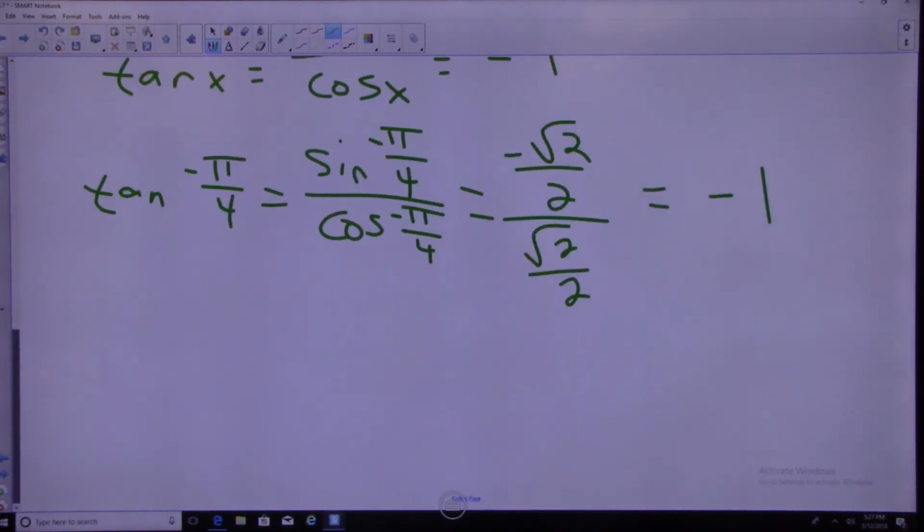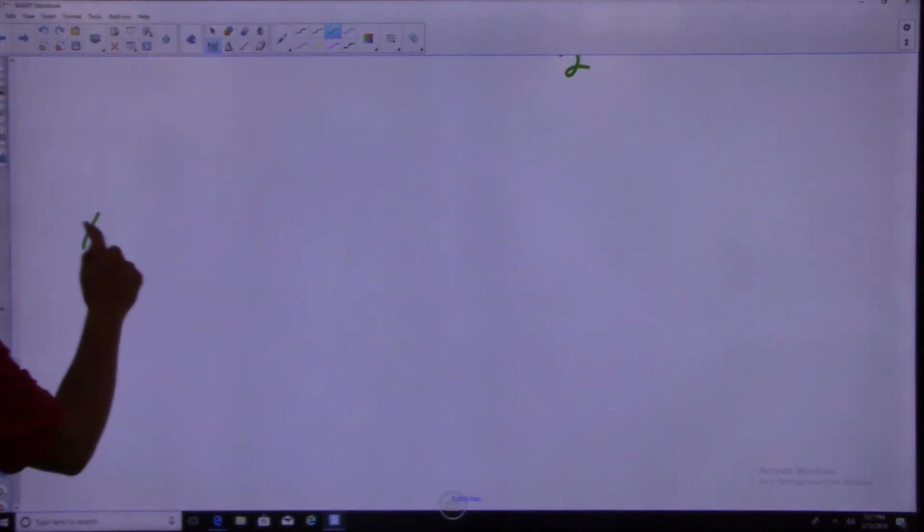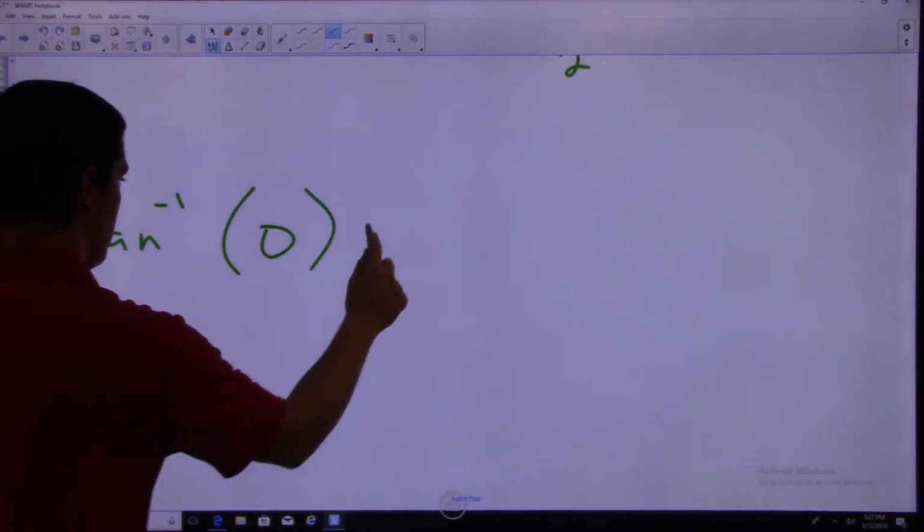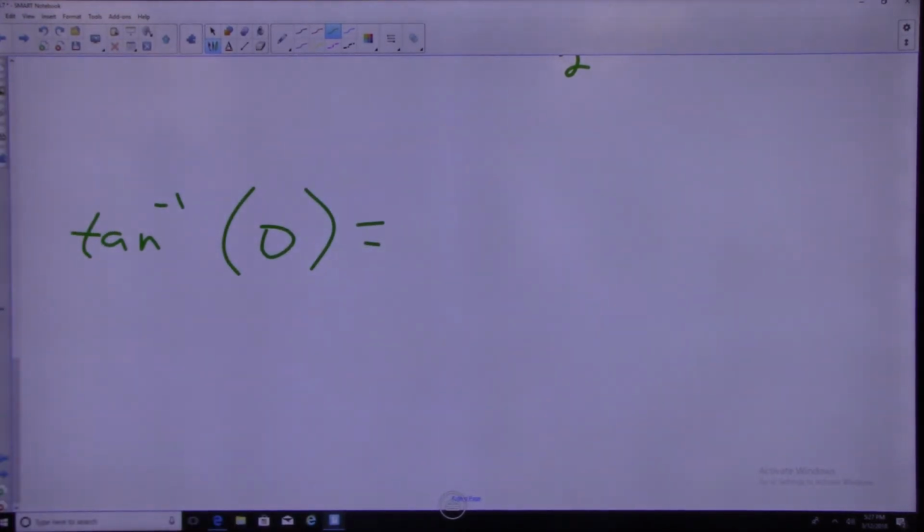All right, just one more real quick. What if I said, find the inverse tangent of 0? All right, here's what you need to ask yourself. This is part C. So, what did my angle have to be in order for my tangent ratio to equal 0?